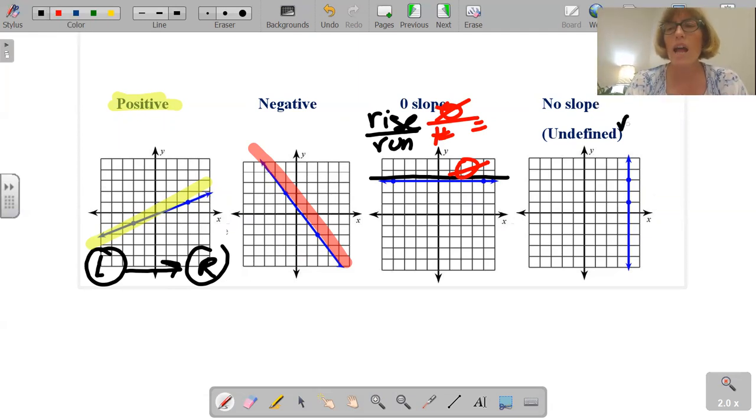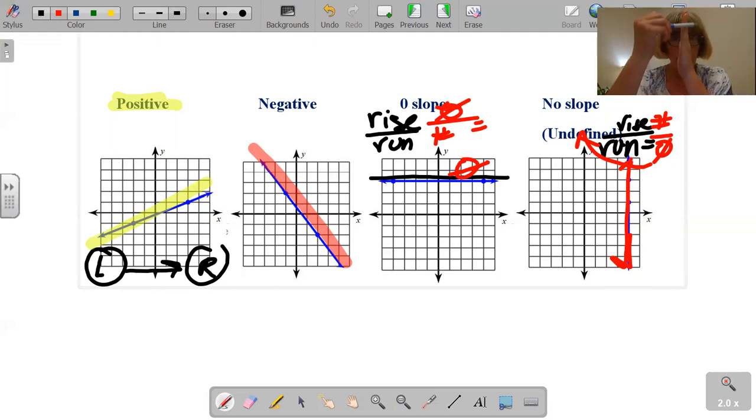Once again, rise over run. A vertical line has no left-right motion. It has no run. So you have a number over a 0. A 0 in the denominator is undefined, also known as no slope. So a vertical line is undefined. Vertical line, undefined.